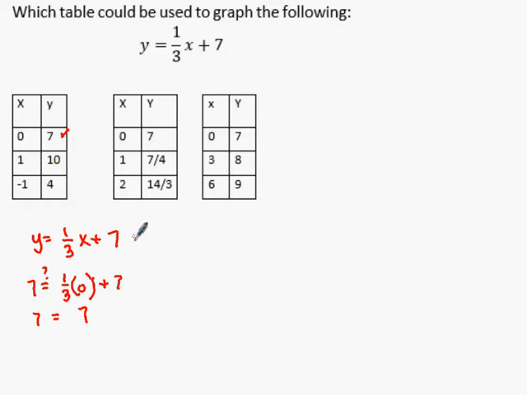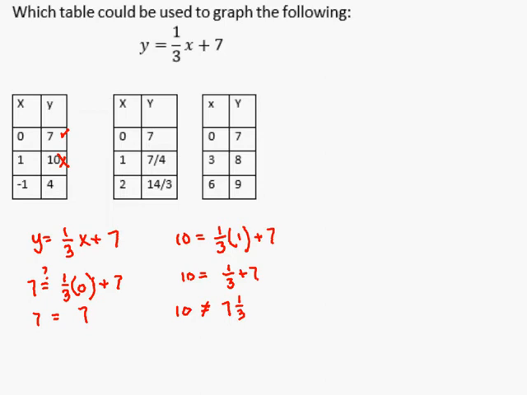Let's check out the 1 and the 10 next. So instead of a y, we'll put a 10. Instead of an x, we'll put a 1. Let's see if that's true. So 1/3 of 1 is 1/3 added to 7. And I can tell right away 1/3 added to 7 is not 10. It's 7 and 1/3. So that does not equal 10. So right off the bat, I know that this one failed my test. Therefore, this table isn't going to work for me.